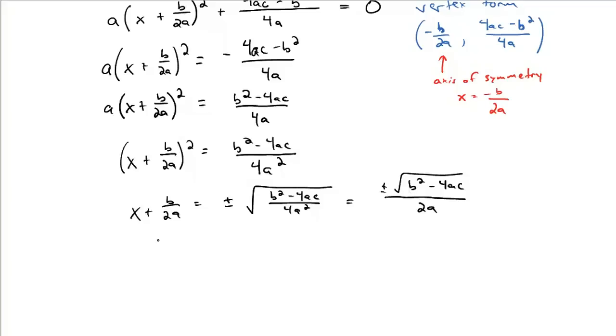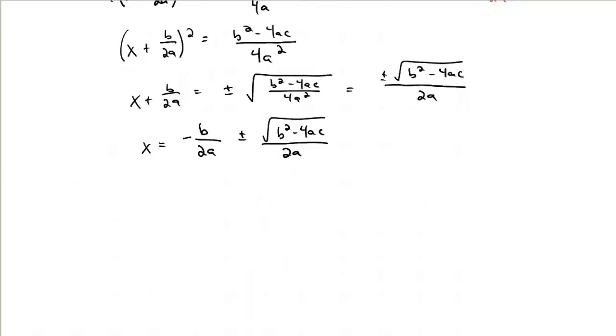Good. And now I have x equals, and I'm going to subtract b over 2a from both sides, but instead of subtracting at the end, I'm going to put it at the beginning. I'm going to make it negative b over 2a plus or minus the square root of b squared minus 4ac over 2a. Okay, now before I combine those fractions, it's worth looking again. You can see this is the axis of symmetry.